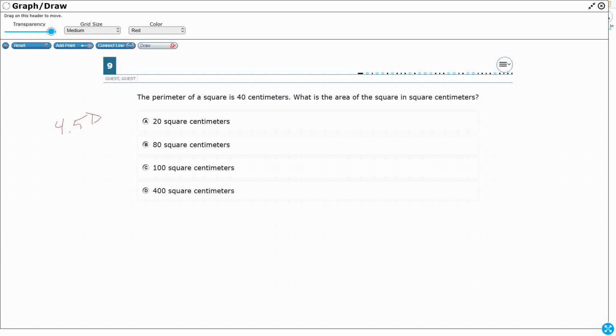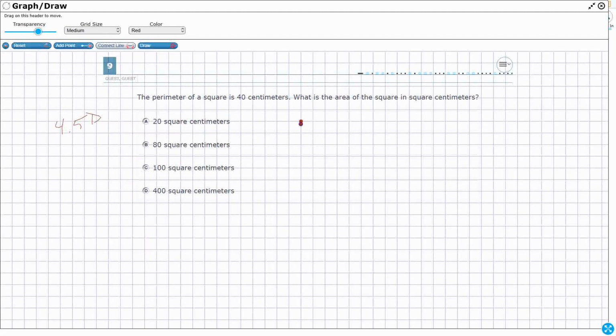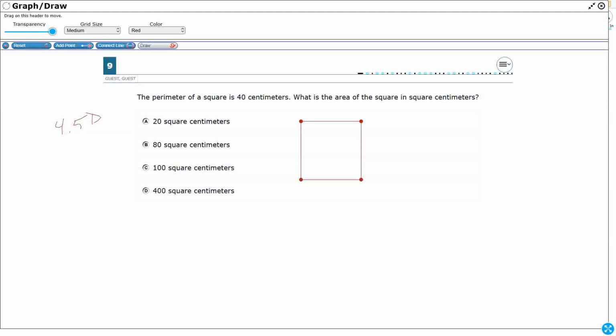So we've got the perimeter of a square is 40. So let's draw a square. Let's use this connect line feature here. All right, so I'm going to draw 5 units for each just to make a beautiful square. All right, so there's my square.